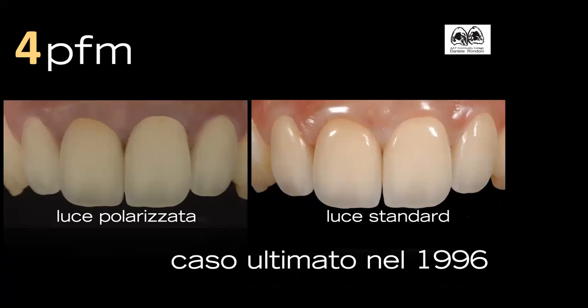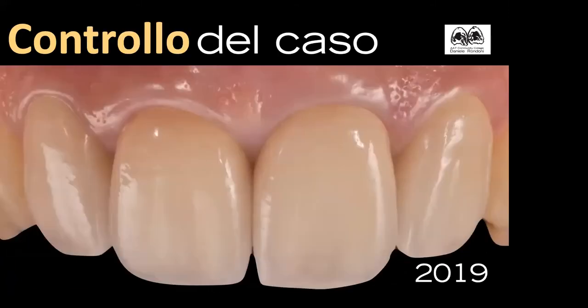For PFM, porcelain fused metal, the work is finished under polarized light or standard light. It was completed in 1996. You can see how the light helps us to understand the quality. Here is the case checkup in 2019 after some time. Ceramic metal still represents a key to success today. It is ideal.